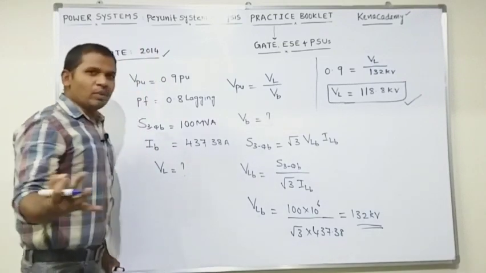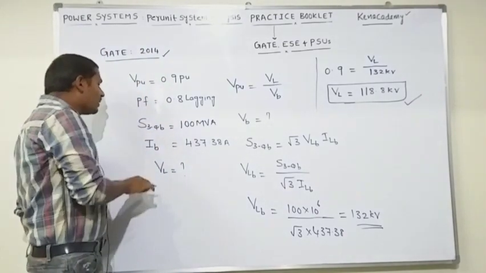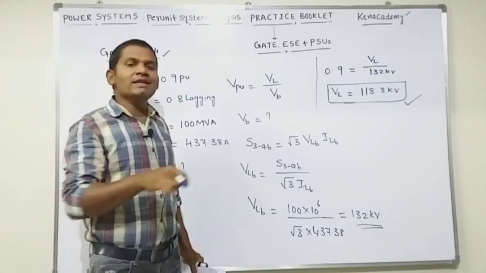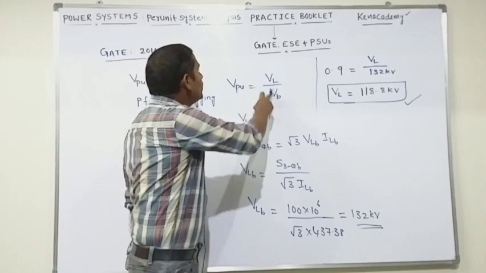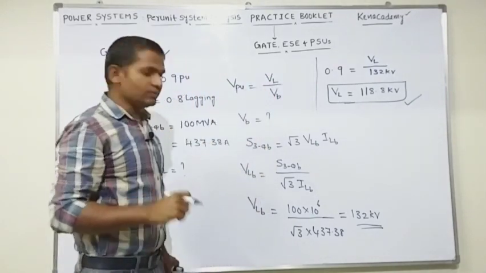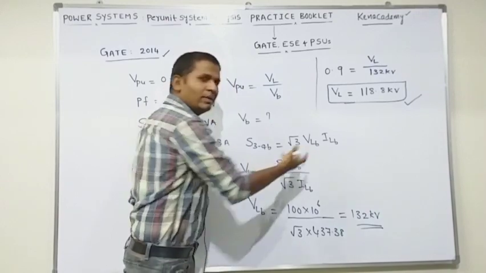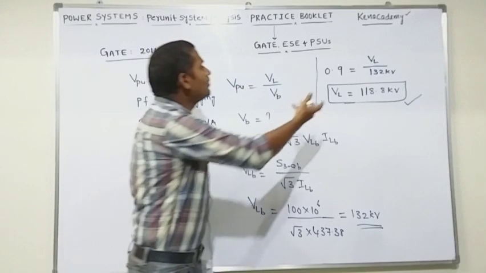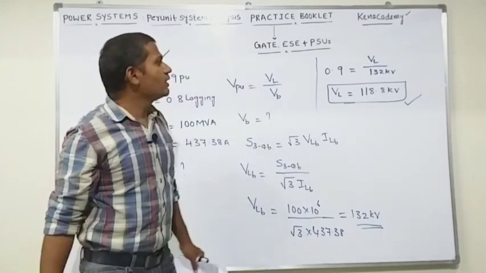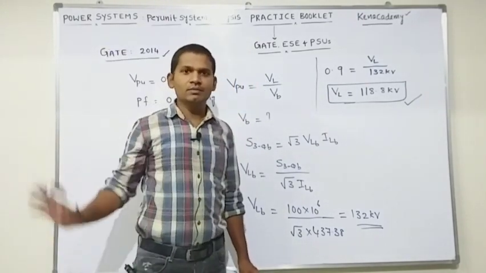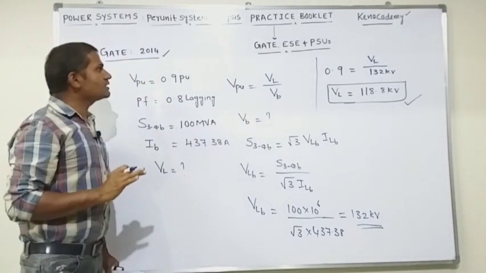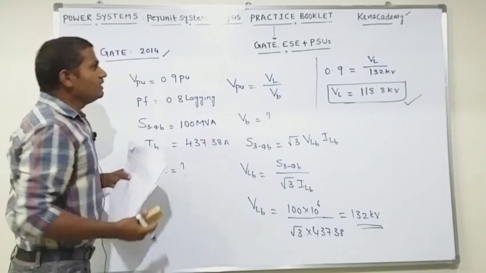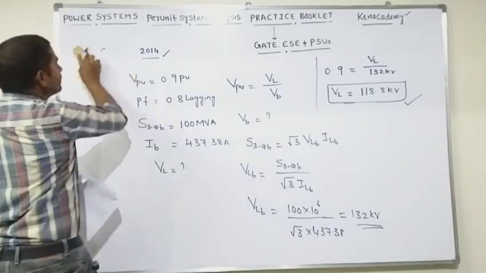Clear? Very simple. Given are base power and base current. From that you calculate the base voltage. Once you know the base voltage and the per unit voltage, use per unit voltage equals actual voltage by base voltage. The notation may be VB; I have taken it as VLB. Okay, no change. Then from that you calculate the actual line voltage, 118.8 kV. Clear? Concentrate. This is the question asked in per unit system in GATE 2014. Clear students? Now go for ESE and PSU questions.